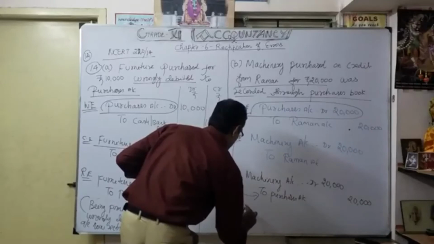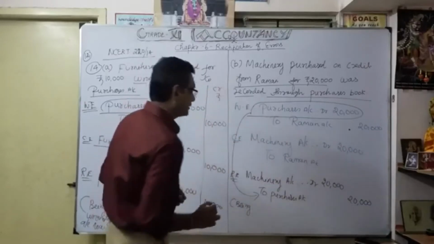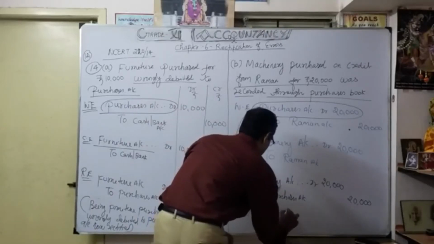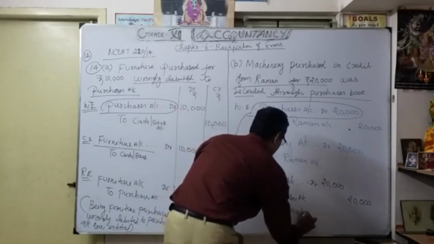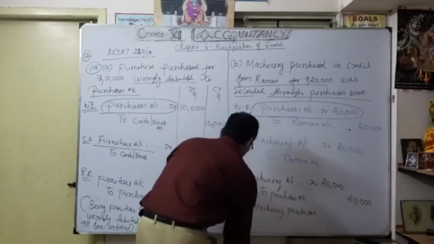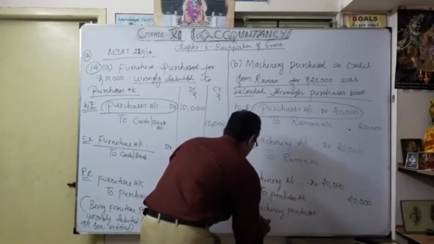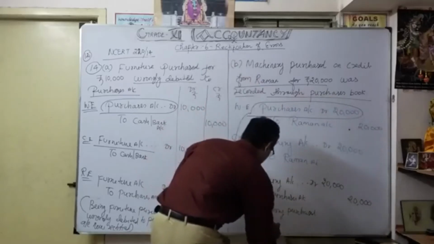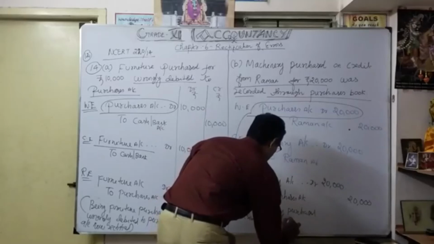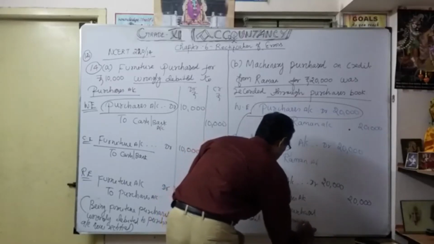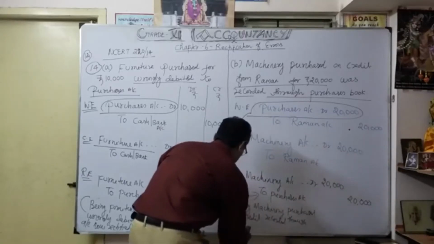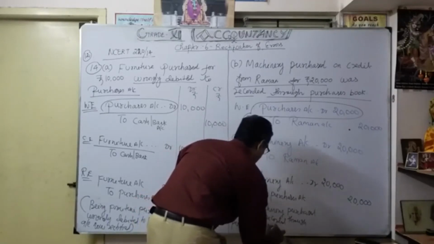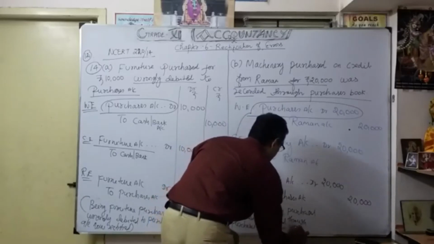Narration: being machinery purchased on credit wrongly recorded through purchase book, considered as credit purchases book, now rectified.